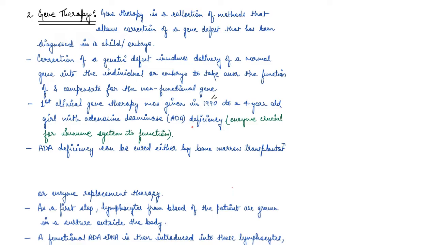There is a collective therapy that we do. Now, gene therapy again is a type of therapy against such diseases. Gene therapy is basically a collection of methods, and this collection of methods allows correction of a gene defect that has been diagnosed in a child or embryo. Say we have a lot of tests that we do on an embryo.